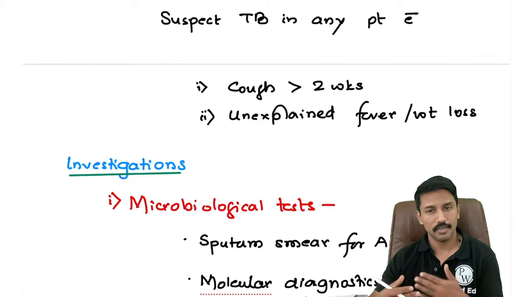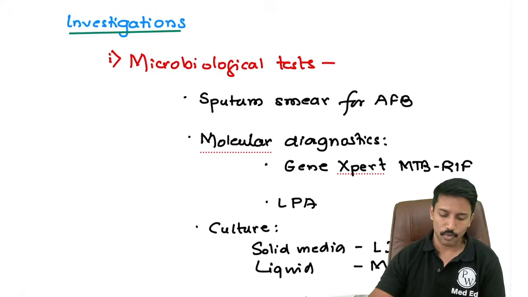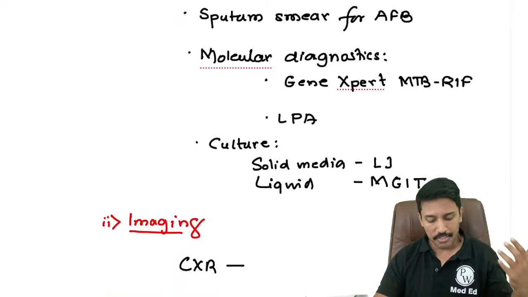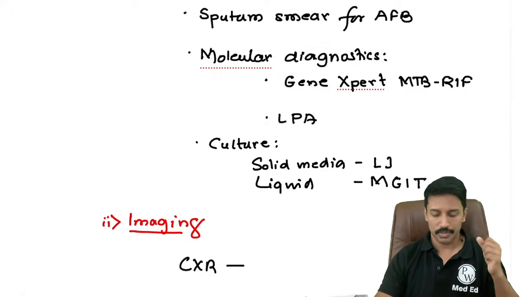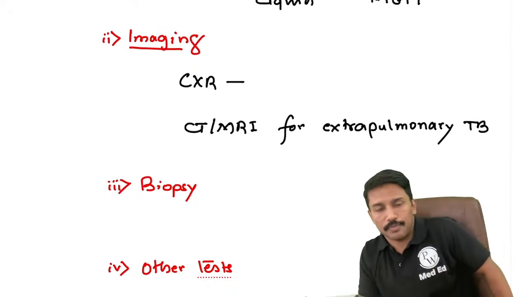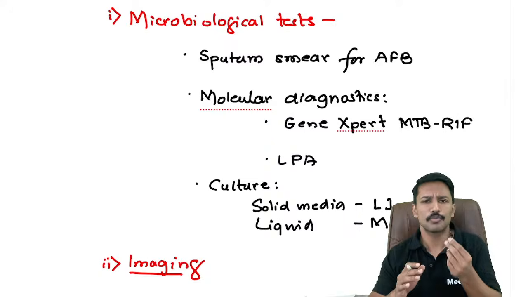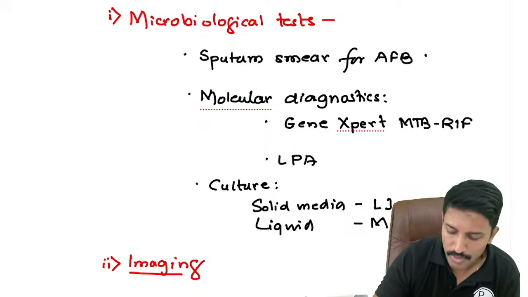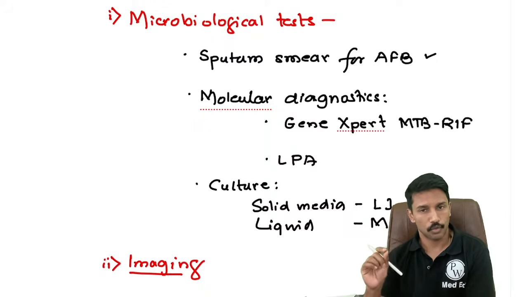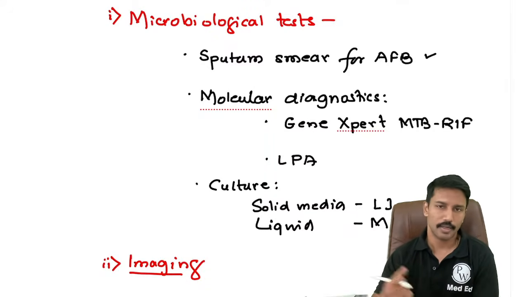Now, once you have suspected, how will I investigate and confirm the diagnosis? So investigations, there are n number of investigations available, right? So we have microbiological tests. Imaging can give us a clue or direction towards the diagnosis. We can do tissue biopsy. We can do other tests as well, right? So in terms of microbiological tests, most commonly followed test is sputum, right? So sputum smear can be done for AFB, but the detection rate is low and it is only useful for pulmonary TB, not useful for extrapulmonary TB, right?